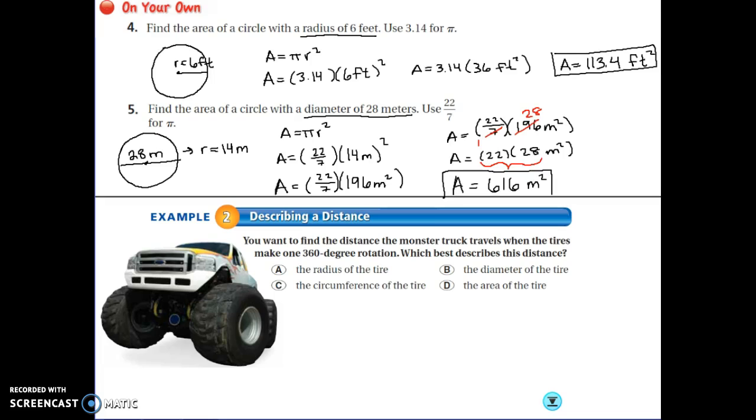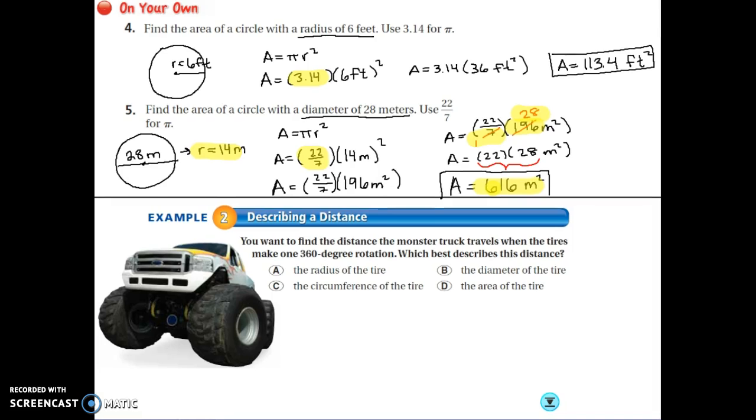In number 4, when I set up my equation, since my radius was 6, I used 3.14 for pi. There's no 7 in my radius, so it will not reduce with the 22 over 7. In number 5, since my radius was 14, I did use the 22 over 7. And then I was able to reduce my 7 and my radius squared to 1 and 28, giving me a final answer of 616 square meters.